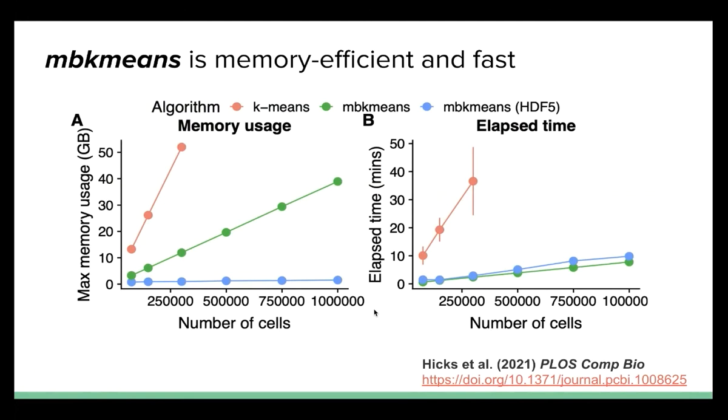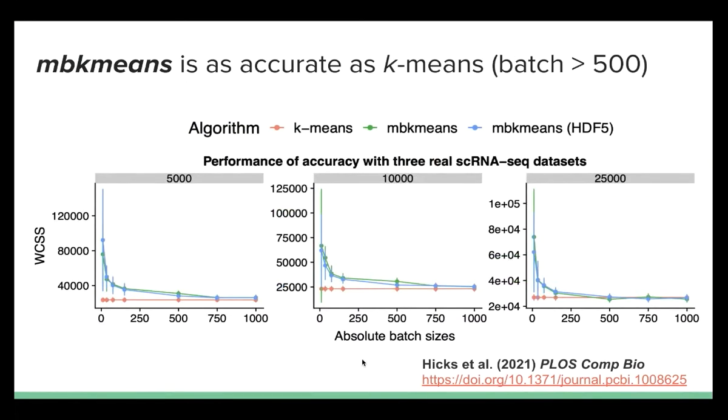And if you're willing to store the data on disk, such as an HDF5 file, and use mini-batch k-means, you can cluster 1 million cells with less than 2 gigabytes of memory in under 10 minutes, which is really quite phenomenal. In addition to this, mini-batch k-means is as accurate as k-means for batch sizes of 500 observations or more.